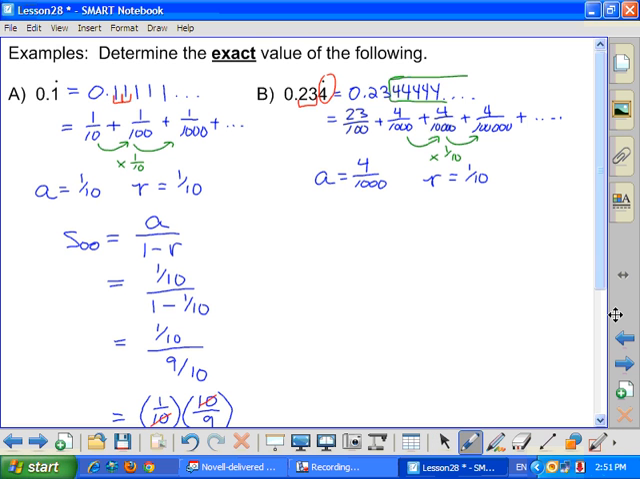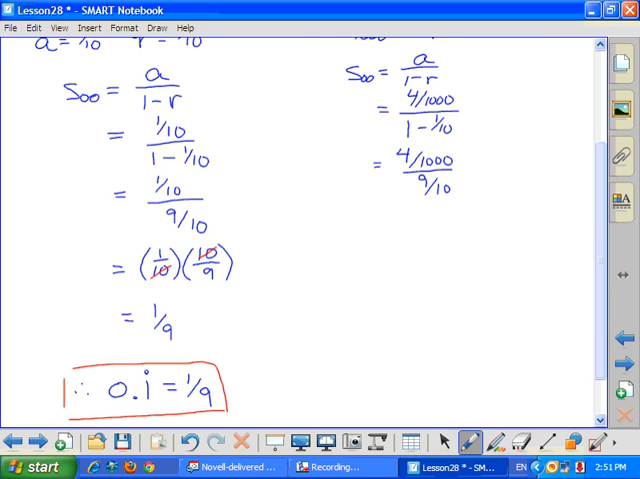Okay, so the infinite formula then is A over 1 minus R. So 4 over 1,000 over 1 minus 1/10. 4 over 1,000 divided by 9/10. Again, we don't divide, we multiply by the reciprocal. 10 over 9. 10, we get rid of one of my zeros. So I would have 4 over 900. Now 4 divided by 900 is only the repeated part.